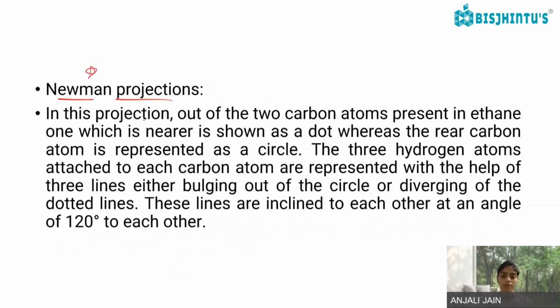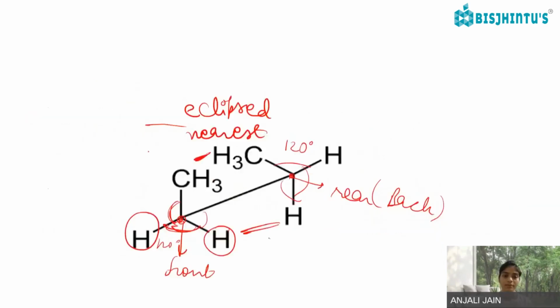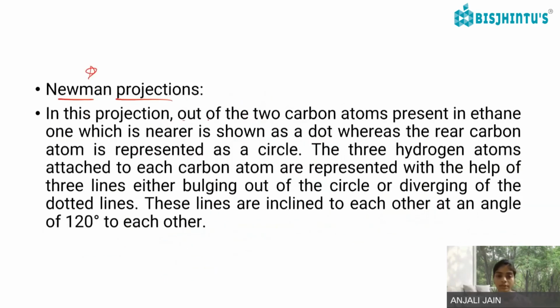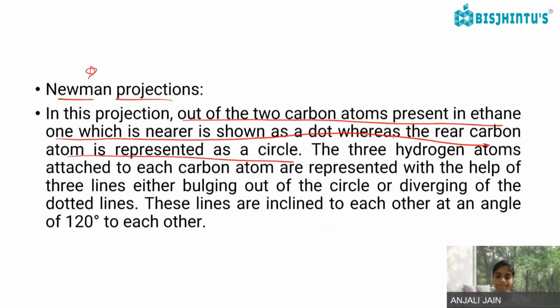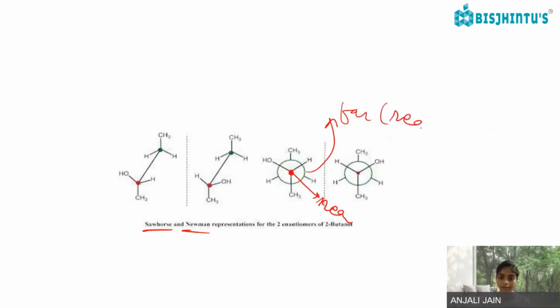Now the Newman projection. We have seen the sawhorse projection, which looks like a sawhorse. In the Newman projection, out of the 2 carbon atoms present in ethane, the one which is nearer is shown by a dot, whereas the rear carbon is represented as a circle. So if this is near, it is represented by a dot, and this one is far, or we can say rear.